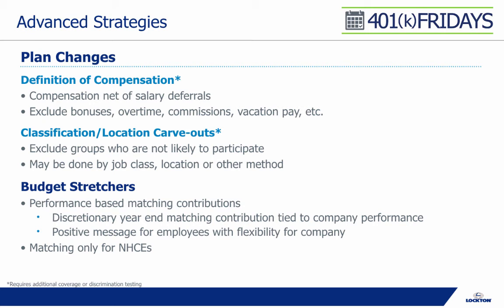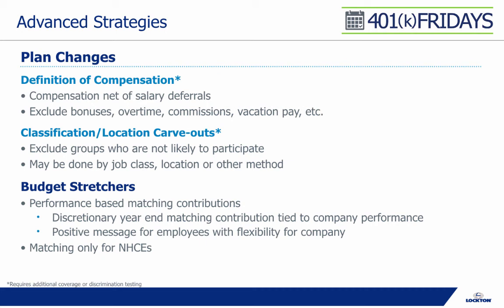A couple categories here would be looking at compensation net of salary deferrals or potentially excluding bonuses, overtime, commissions, or other sources of compensation from salary contributions. This could have a positive impact on your discrimination test, but you should really talk to your administrator and see if that would have the desired impact. Also, one aspect, when you start to carve up your definition of compensation and start to exclude certain portions of compensation from 401k contribution eligibility, you will have to start performing some additional discrimination testing to make sure that those exclusions of certain areas of compensation are not discriminatory.